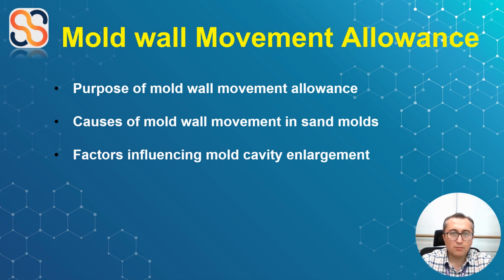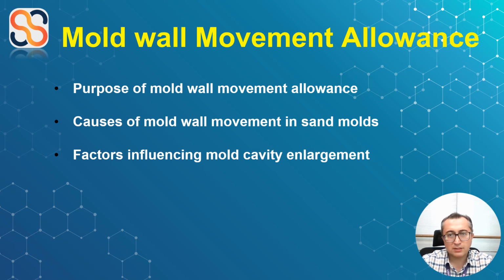And finally, mold wall movement allowance is applied to compensate for slight shifts in the mold walls during casting. In sand molds, mold walls can move slightly due to the heat and static pressure exerted by the molten metal. This effect is particularly evident in ferrous casting, where expansion occurs because of a process called graphitization, which causes the metal to expand within the mold.